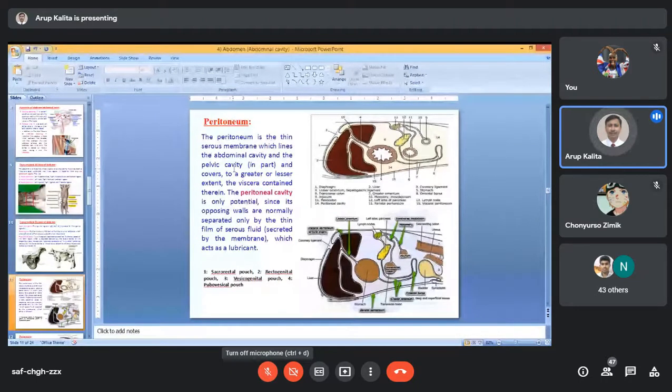So in the thoracic cavity, the outer lining is known as the parietal pleura, and in the abdomen it is called the parietal peritoneum. The peritoneum is a thin serous membrane that covers the abdominal cavity. The covering membrane in the thoracic cavity is the parietal pleura, and the covering membrane of the abdomen is the parietal peritoneum. Inside the coverings you will get a cavity known as the peritoneal cavity, where you will find all the organs.